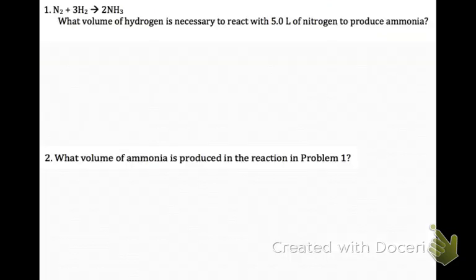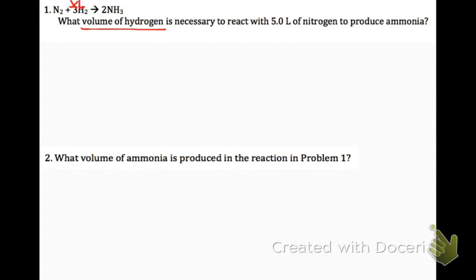Alright, so let's go through. Number 1, we have N2 plus 3H2 produces 2NH3. We want to know what volume of hydrogen. So whenever I do these, I underline and I label things. So I have X volume. So I'm going to do liters. It doesn't say specifically which volume I want. So if it's in milliliters, I'd have to convert it one more time, but I know I can get to the amount of gas using liters.